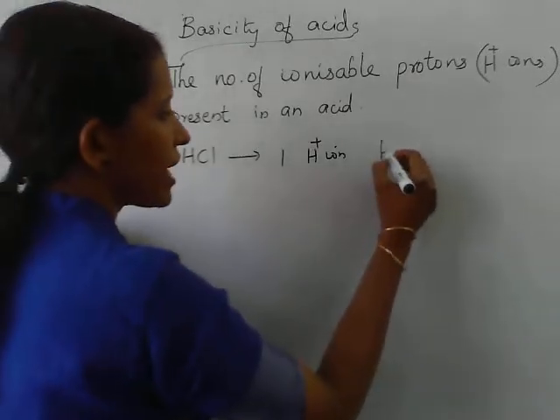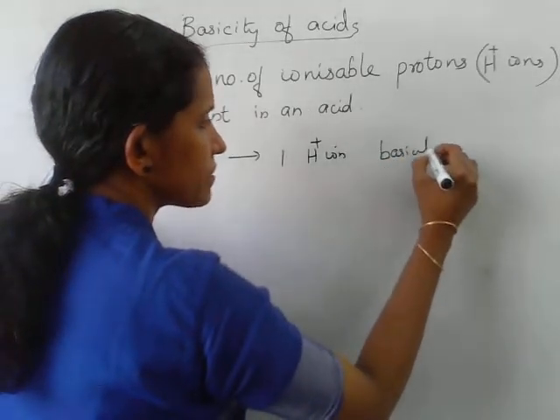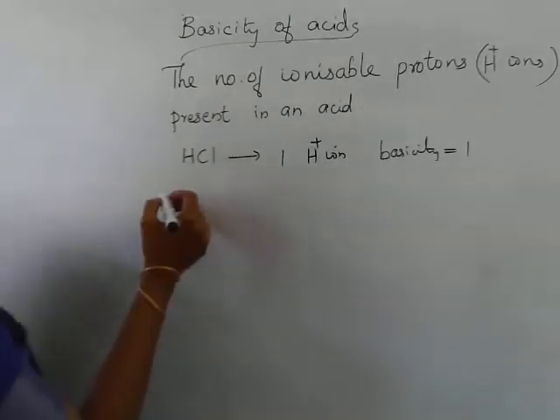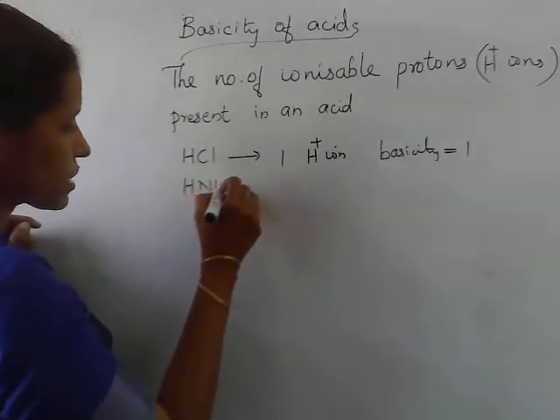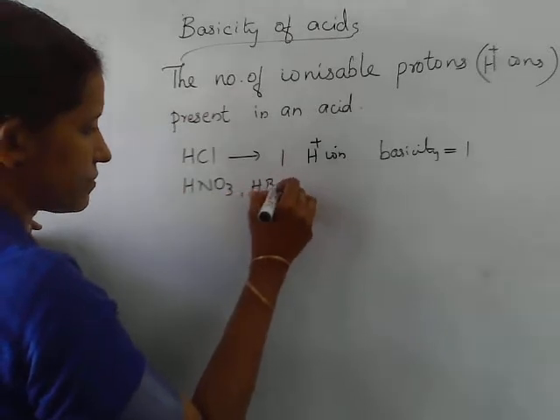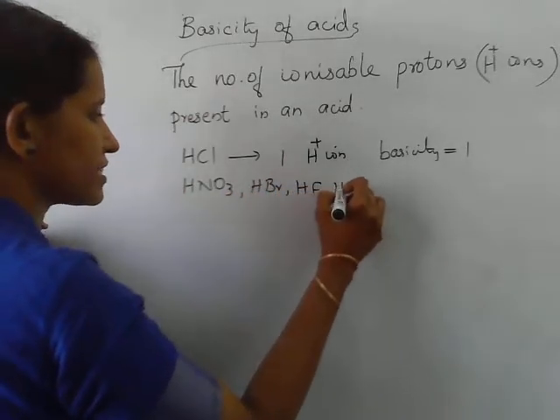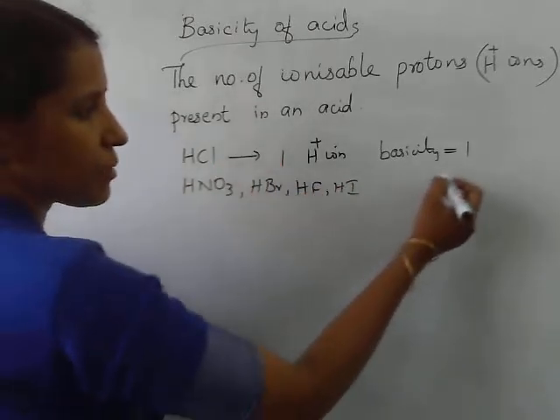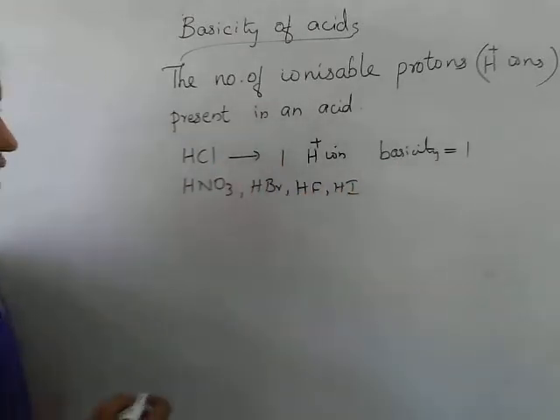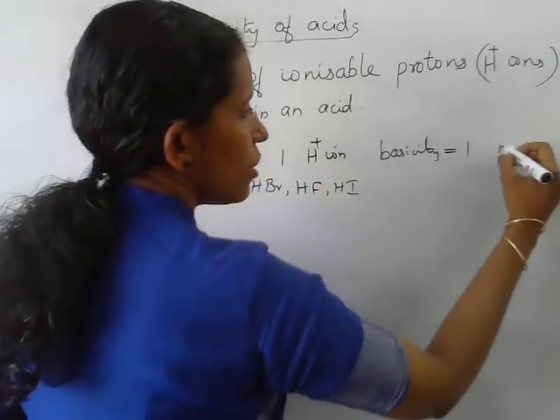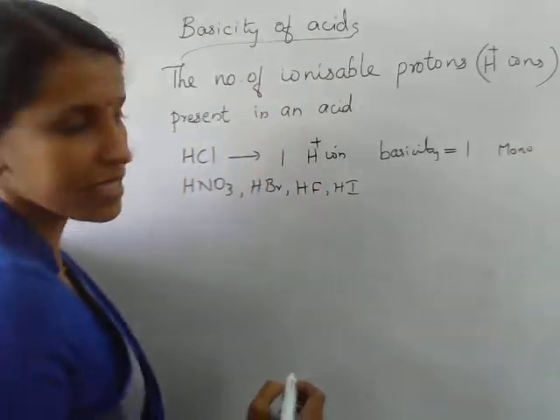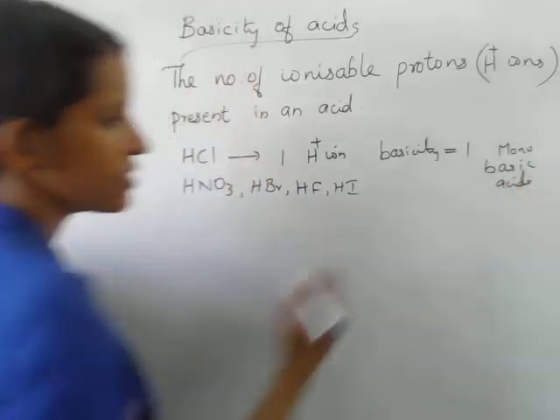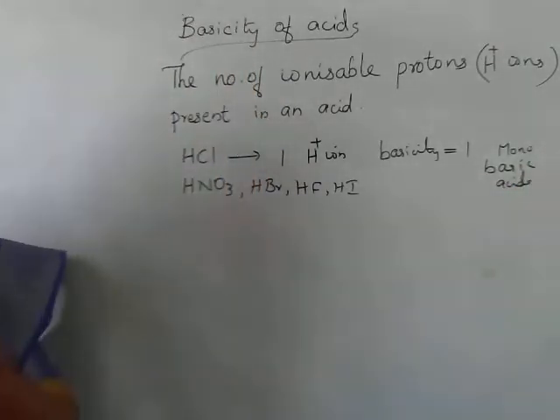That means basicity of hydrochloric acid is 1. Similarly, if you take HNO3 or HBr, HF, HI, all these can produce 1 H plus ion and hence their basicity is equal to 1. And these acids are called monobasic acids. Such acids are called monobasic acids. These are examples of monobasic acid.